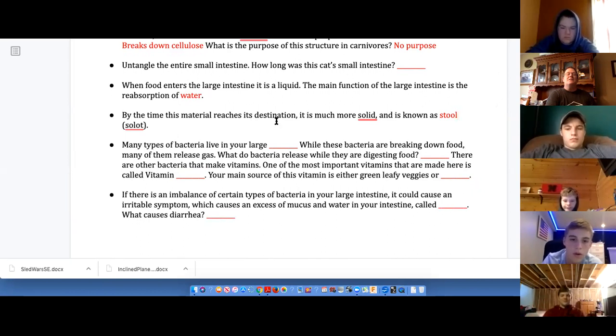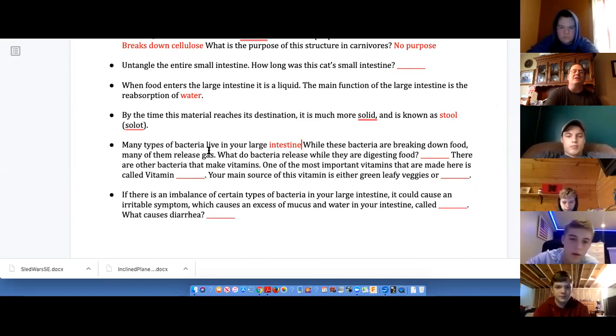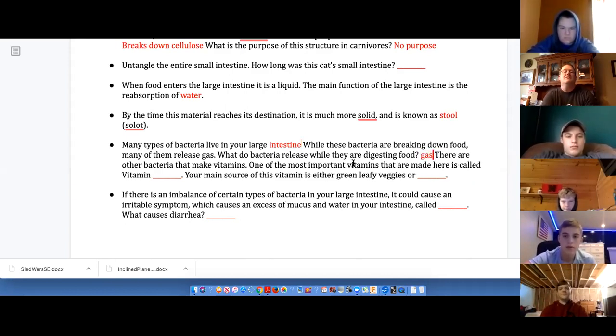Okay, many types of bacteria live in your large intestine. While these bacteria are breaking down food, many of them release gas. What do bacteria release when they are digesting food? Gas. Okay, there are other bacteria that make vitamins. One of the most important vitamins that are made here is vitamin B.